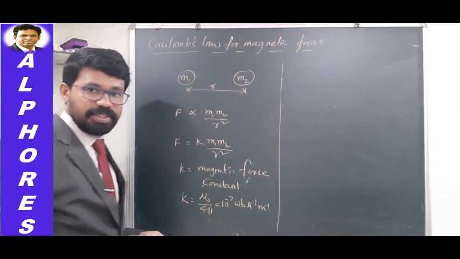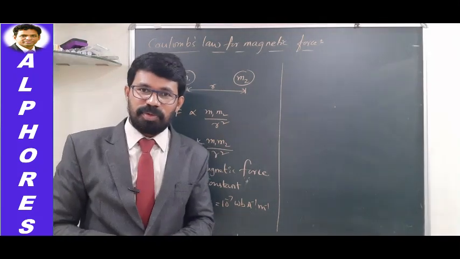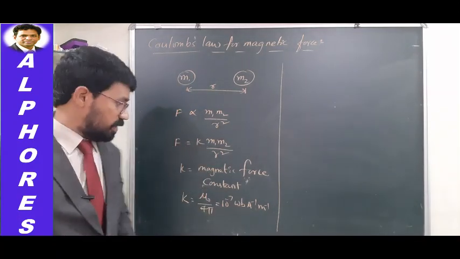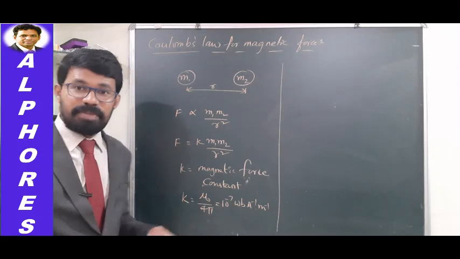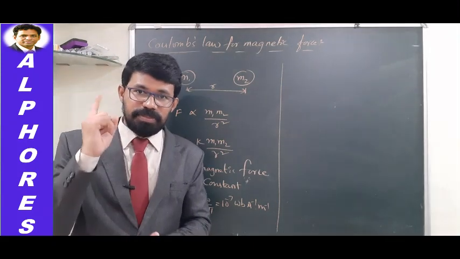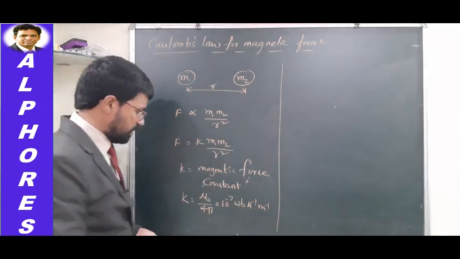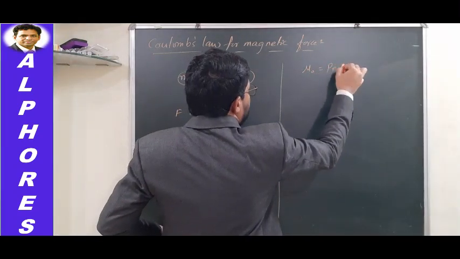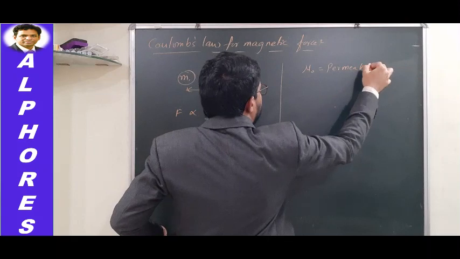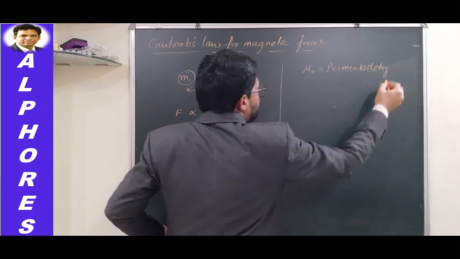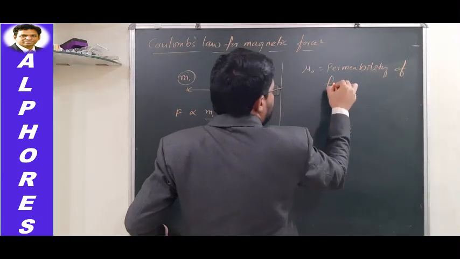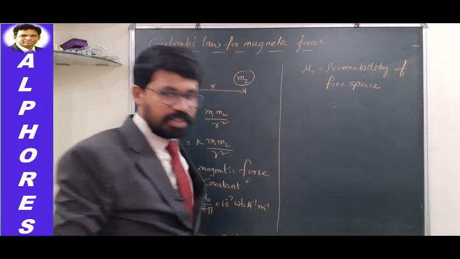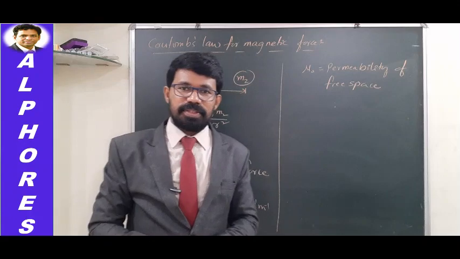In electrostatics, k is expressed as 1 by 4 pi epsilon naught, where epsilon naught is the permittivity of free space. And here mu naught is the permeability of free space. That is permittivity and this is permeability. So this mu naught is the permeability of free space. I told you why we introduce such things earlier in the previous sessions also.